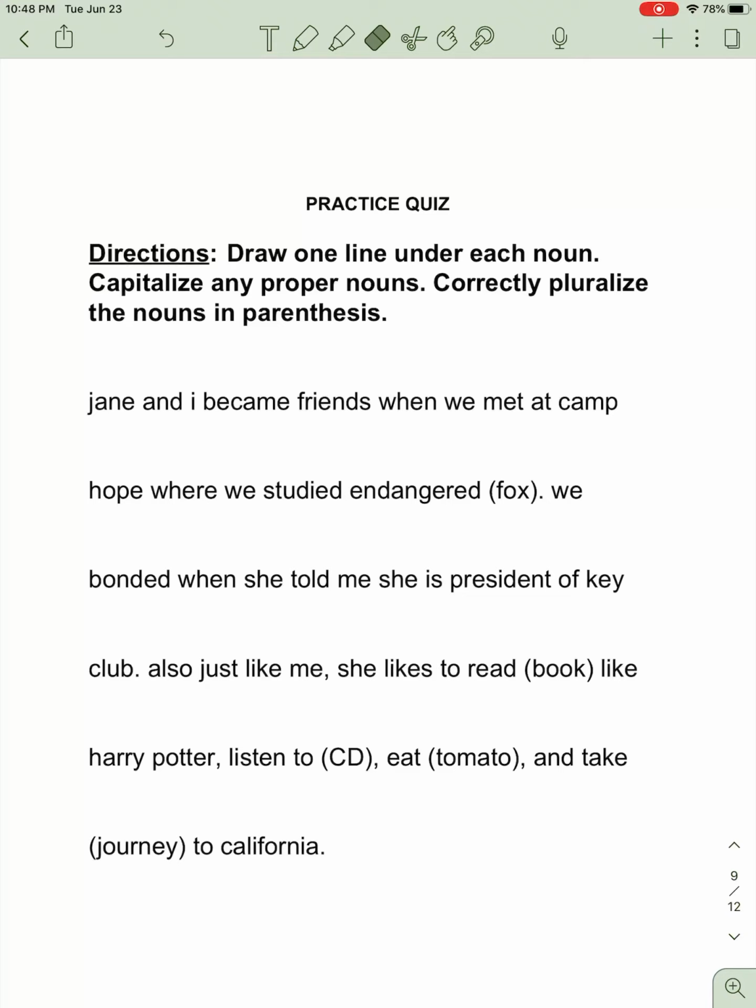So I'm in Notability, as you should be, and I am looking at the last page of the Nouns grammar packet where I see the practice quiz. If you haven't done so already, you need to follow the directions, which is draw one line under each noun, capitalize any proper nouns, and correctly pluralize the nouns in parentheses. So if you haven't already done this, pause this video, go ahead and do it, and then restart the video.